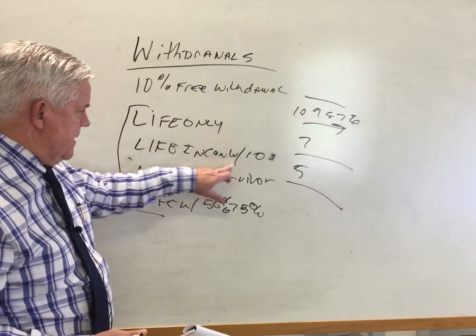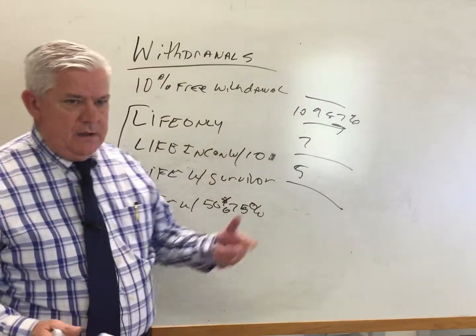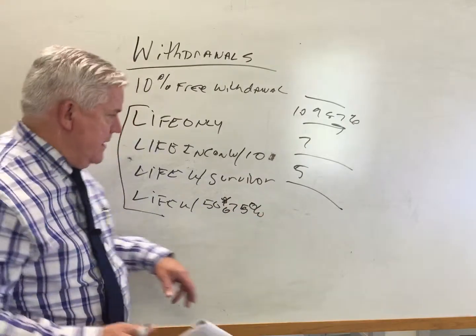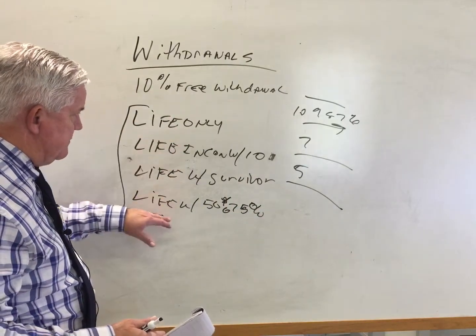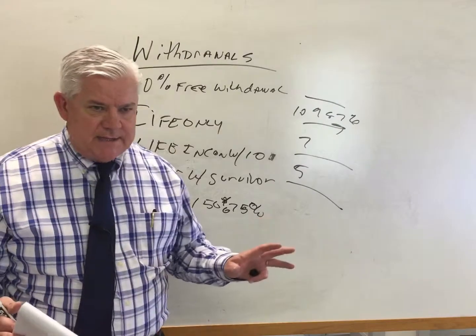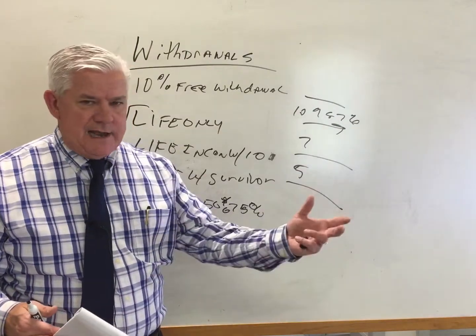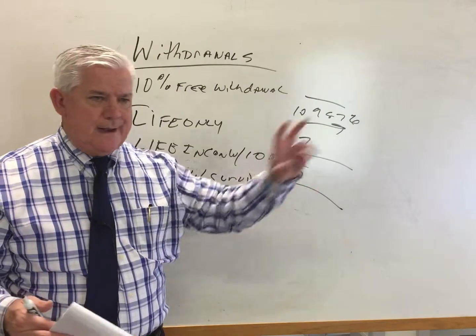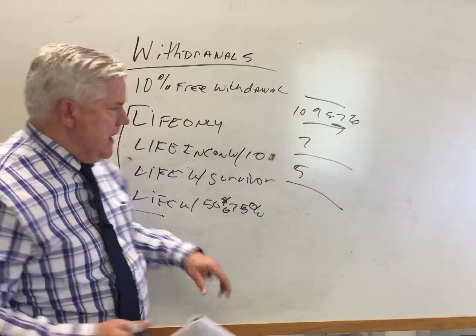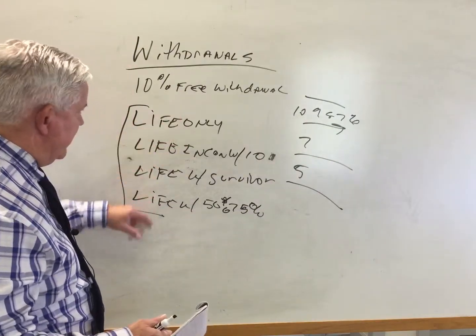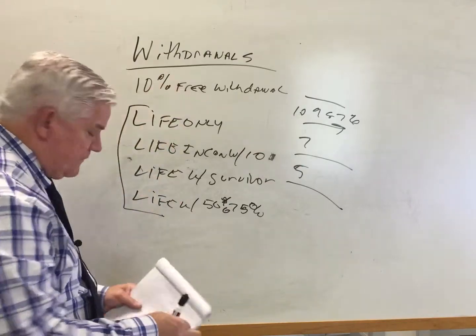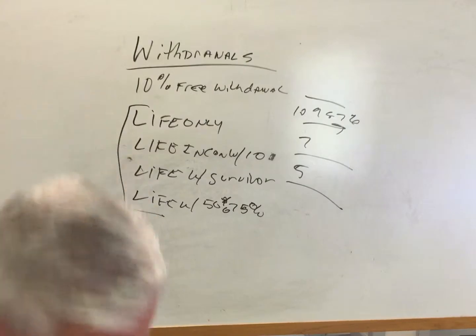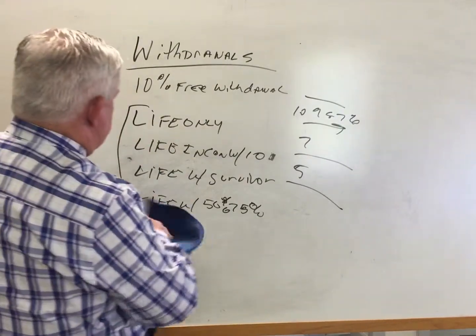Or life with income guaranteed for 10 years. You know, that's still kind of iffy. But the bottom line is once you annuitize it with one of these methods, then you're locked in. You can't change it. You can't get extra money. Oh, the car broke down, I need an extra $5,000. And so I usually never recommend these types of settlement options. I will go with the 10% free withdrawal or turn on the income rider, which I'm fixing to show you.